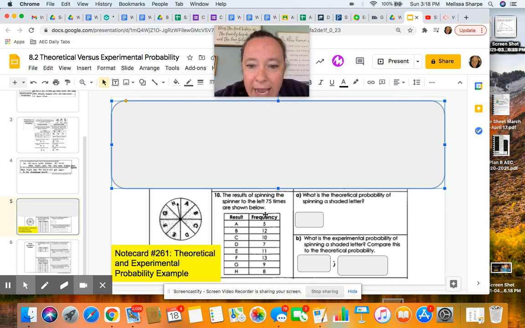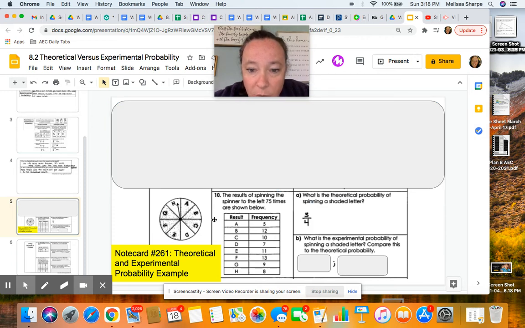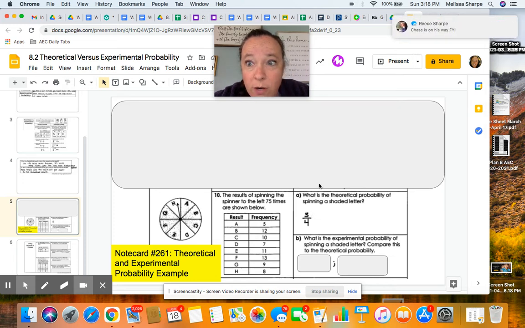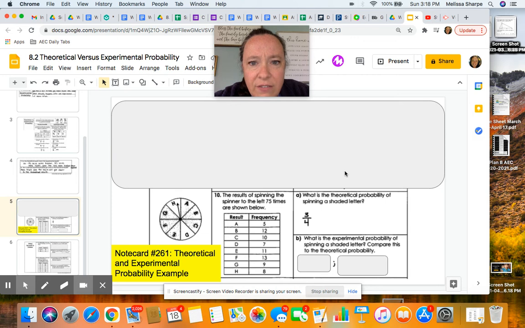Now, let's take that away and think, what is the theoretical probability of spinning a shaded letter? You might not be able to tell, but A, B, C, E, F, and G are all shaded. H and D are not. So how many are shaded? There's 6 of them. How many total letters are there? There are 8. So 6 out of 8 is that probability, which is 3/4. Okay, so that's 75%. So that's the probability in theory of spinning a shaded letter.